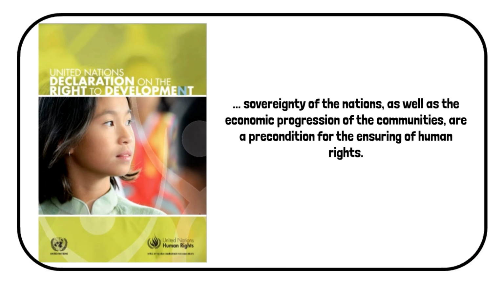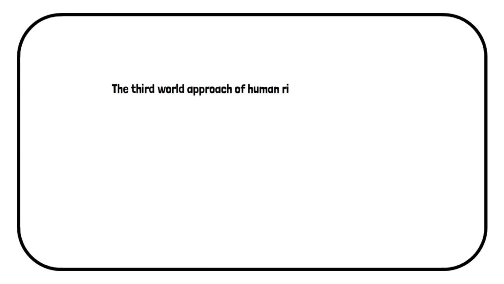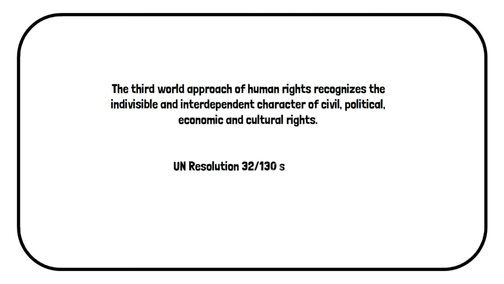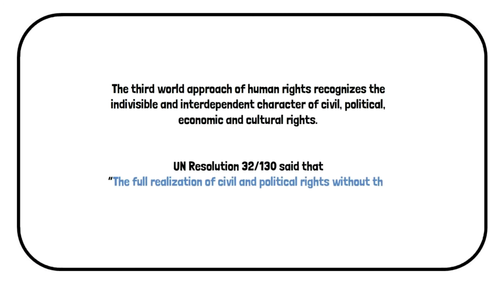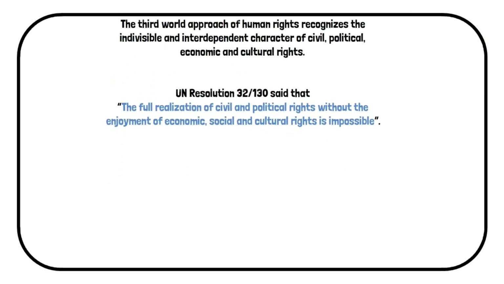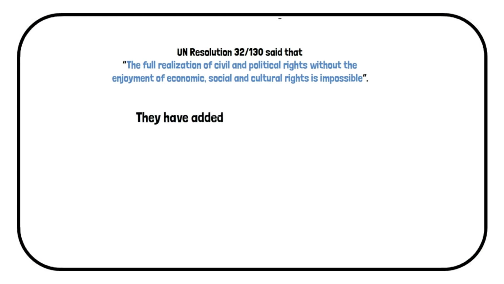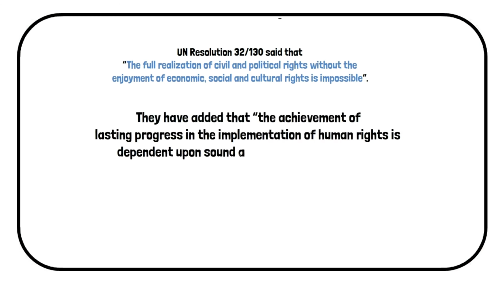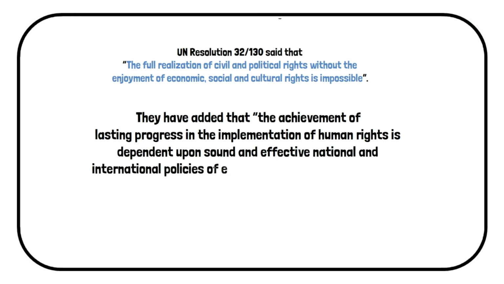The Third World approach of human rights recognizes the indivisible and interdependent character of civil, political, economic and cultural rights. UN Resolution 32/130 said that the full realization of civil and political rights without the enjoyment of economic, social and cultural rights is impossible. They have added that the achievement of lasting progress in the implementation of human rights is dependent upon sound and effective national and international policies of economic and social development.